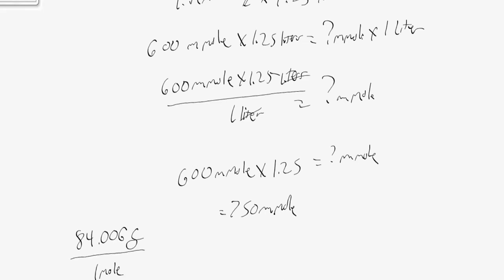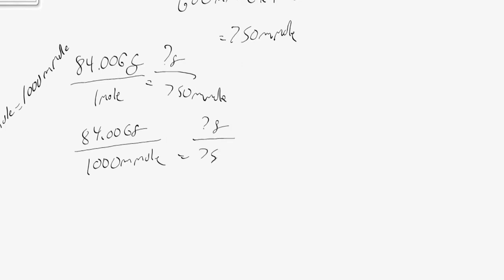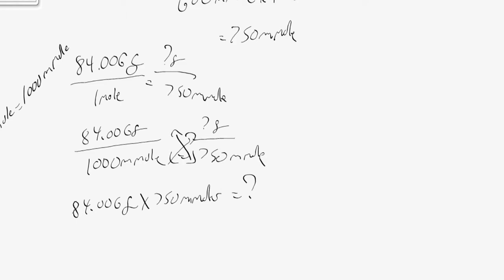Okay, so this problem asks us, how will we make 1.25 liters of a 600 mL? And we have then the formula for sodium bicarbonate is NaHCO3. So you look at these problems, molecular weight of sodium bicarbonate, and then you look at the question, what is your volume? In this case, 1.25 liters. And what is your concentration? Those are the things you're looking for, is how to get 1.25 liters at a concentration of 600 millimolar.